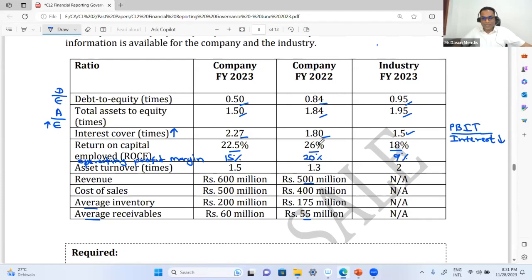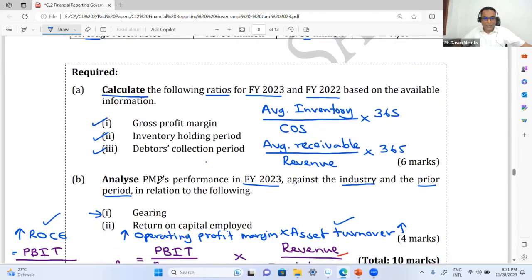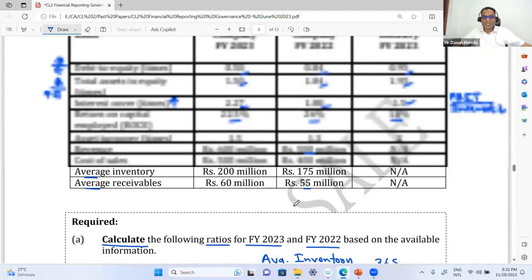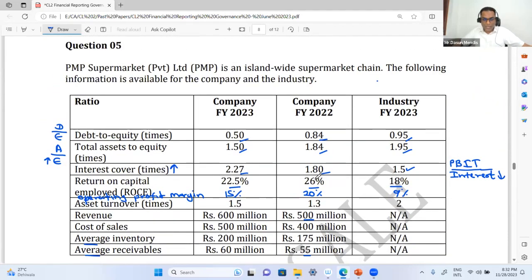What can you say? You are asked to analyze the company's performance in year 2023 against the industry and against the prior year in relation to ROCE. So first of all, comparing with the last year ROCE figure of 26%, this year it has come down to 22.5%. But still it is better than the industry. Last year to this year it has come down, but I am better than the others in the industry in ROCE.